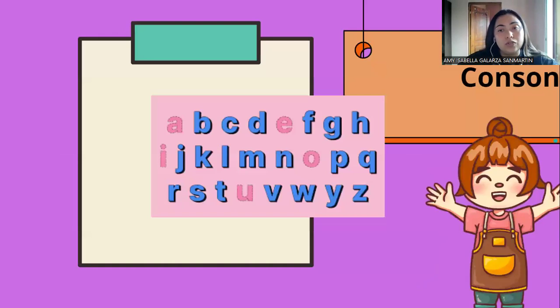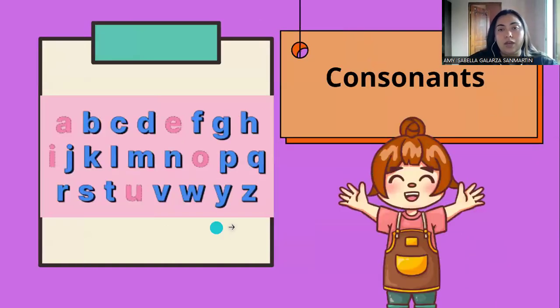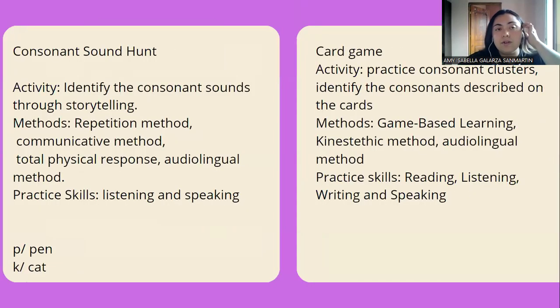The next is consonants. Here we have an image about that. I'm planning 2 activities. The first is called Consonant Sounds Hunt, and this is also a game. They need to identify the consonant sounds through storytelling. In this activity, I'm going to play an audio recording and share it with them with a radio or with my computer or maybe with my cell phone, and repeat it maybe 3 or 4 times, depending on the class, okay?